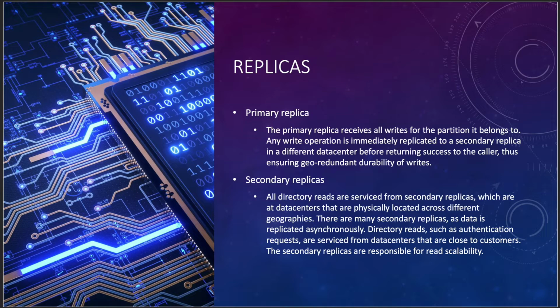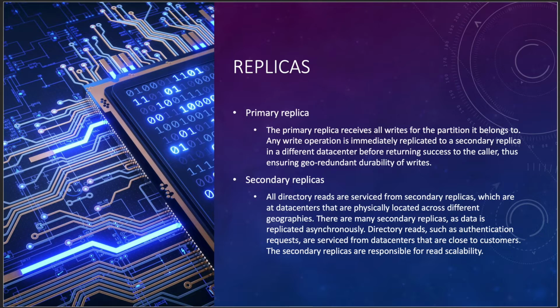So you have a primary replica that receives all the new data. So it's going to have all the new users that are put in, all the new security groups, all the new service accounts, and everything else. It writes all of that to the partition it belongs to. Any written information is immediately sent out to the secondary replica in a different data center, if you've got that set up, before returning success. So you can have geo-redundancy of writes for your Active Directory along the way.